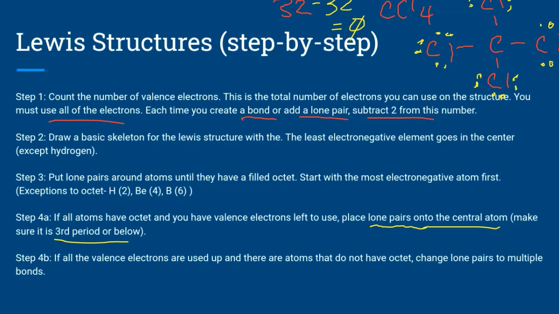Now, what if you use up all your valence electrons and you don't have an octet? Well, what are you going to do? We can't just get electrons out of nowhere. What's going to happen is you're going to have to make multiple bonds. You're going to change those lone pairs to multiple bonds. Now, I promise if you follow these steps, you will get the correct Lewis structure. These steps are pretty crucial, and practice makes perfect, okay?